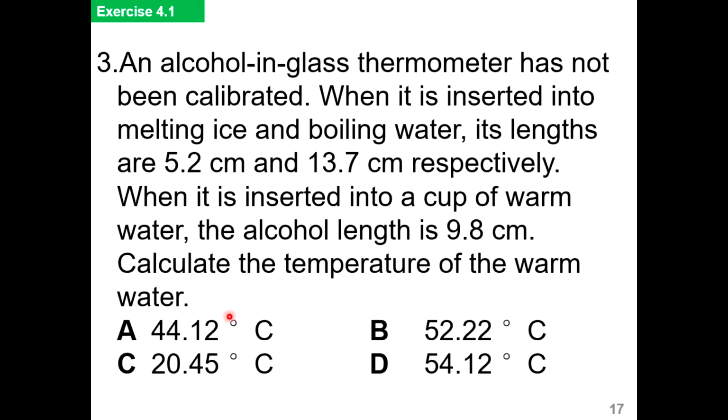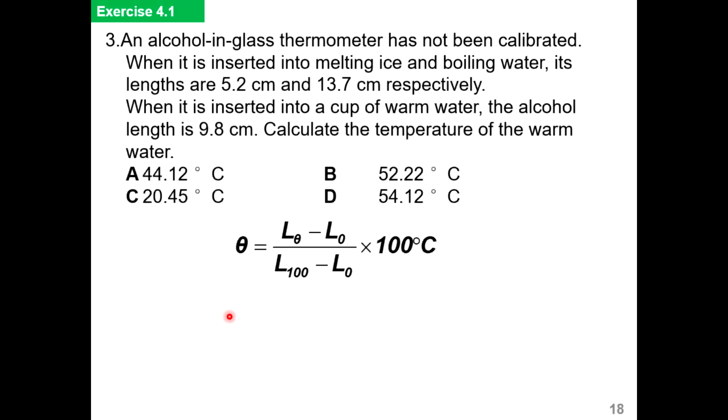Okay, in this case, remember the formula. Remember the formula? This formula. Which one is L theta? L theta is here, 9.8, the temperature that you want to calculate. And then L0 is the length of the liquid, now alcohol, when the temperature is 0, which here is 5.2. And then L100 is the length of the liquid when the temperature is 100 degrees Celsius, which means in boiling water or in steam, so 13.7.